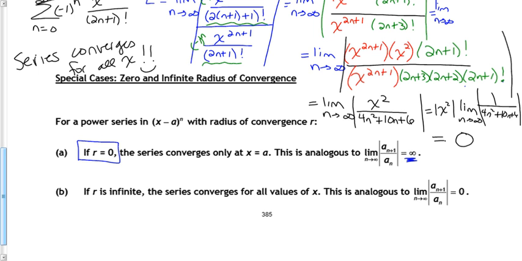Part B, if r is infinite, then the series converges for all values of x. That means when we get the limit is equal to 0, it automatically means for every single value of x that I plug in, the series is going to converge. Important thing to know. Okay, turning the page.